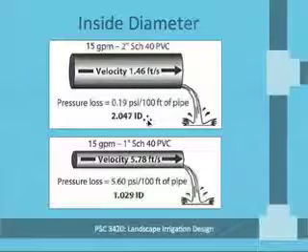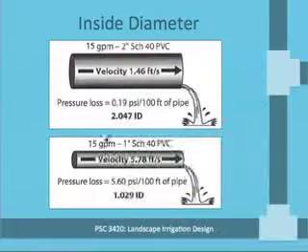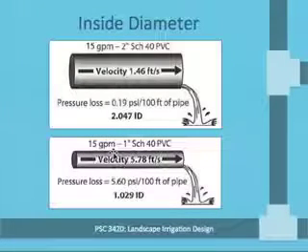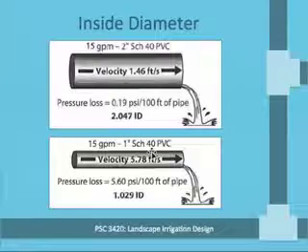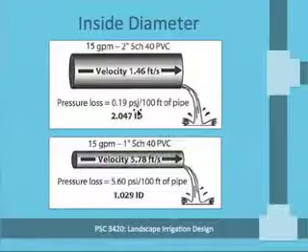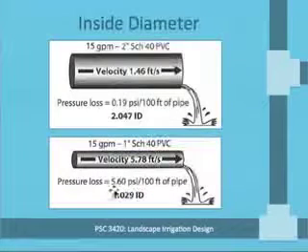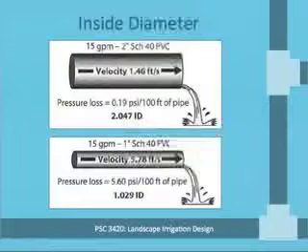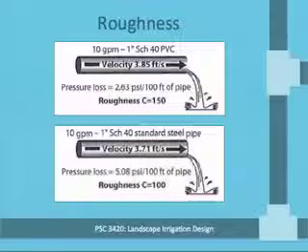Okay, so let's take a look here. The flow rate in this pipe is 15 gallons per minute. The flow rate in this pipe, which has a smaller inside diameter, is also 15 gallons per minute. In this case, this is 1-inch Schedule 40 PVC pipe. So the difference in terms of pressure loss, here the pressure loss is 0.19 psi per 100 feet of pipe, but here in the smaller diameter pipe it's up to 5.60 psi per 100 feet of pipe. So a very significant difference in terms of pressure loss.